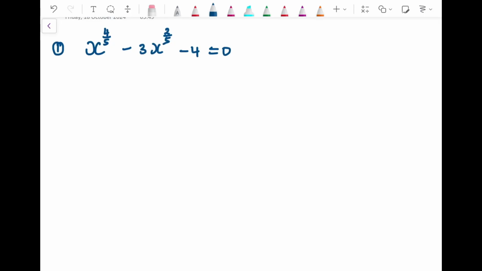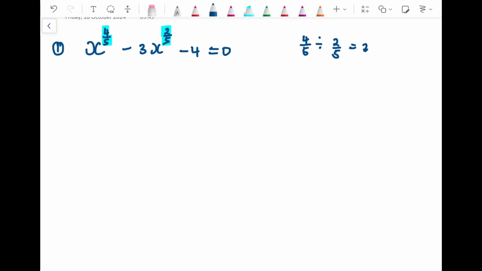Number 1. If you come across this nature in the exam, first thing first, check the ratio of the exponents. So now if we check the ratio of the exponents, we are going to say 4 over 5 divided by 2 over 5. Now you'll notice that the answer is 2. So if the ratio is 2:1, that means this equation can be factorized as a quadratic trinomial.